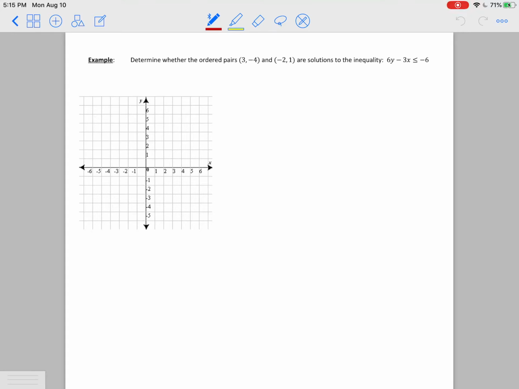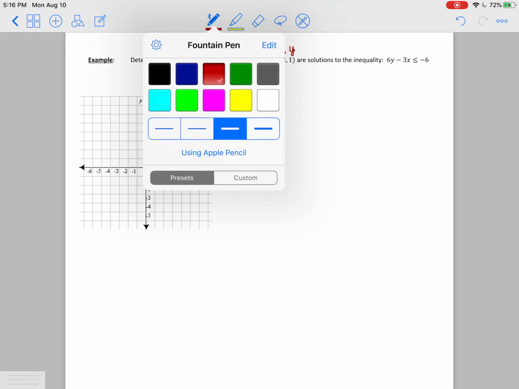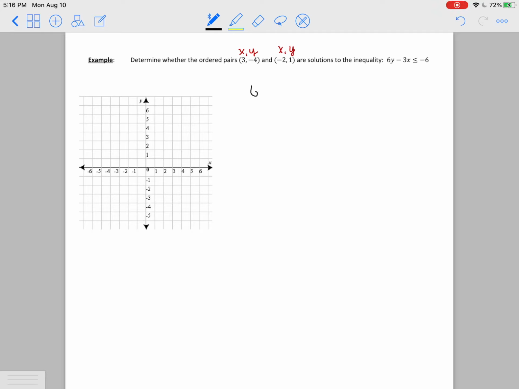Now, this one asks us to determine whether the ordered pairs (3, -4) and (-2, 1) are solutions to the inequality. So what this is really asking us is just to plug in 3 and -4 for our x and our y, and we're going to try both of them to see if they work. Okay, so we can do that. Let's actually bring this equation down here: 6y minus 3x is less than or equal to -6.